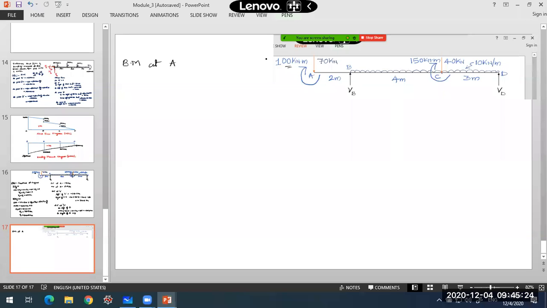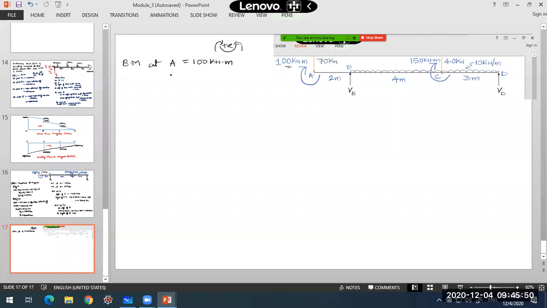At A, we have a clockwise couple. Directly at A, there is a clockwise couple. As per the sign convention, left side clockwise moment is positive, which results in a sagging bending moment. So here it will be plus 100 kilonewton meter.